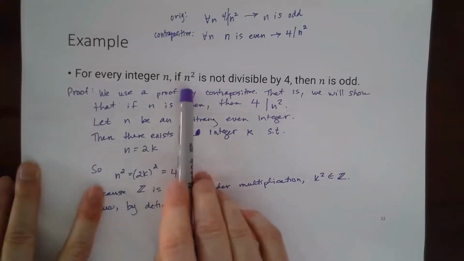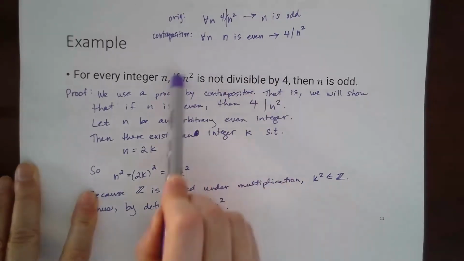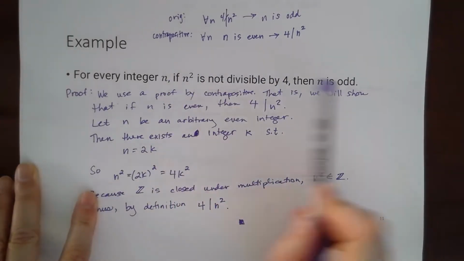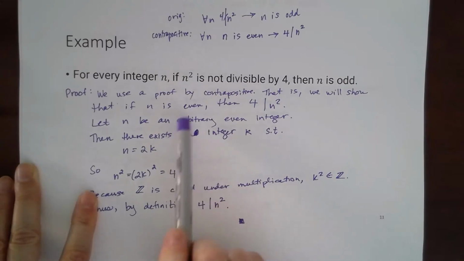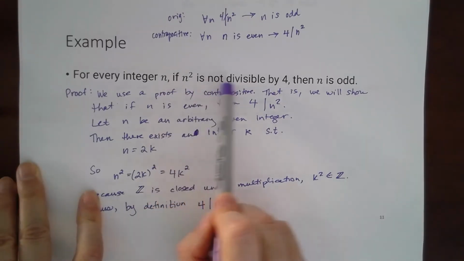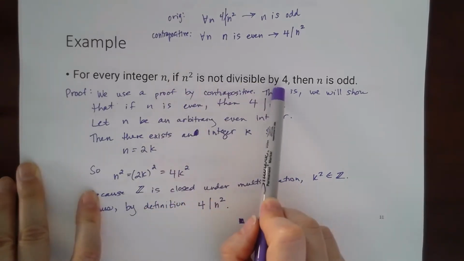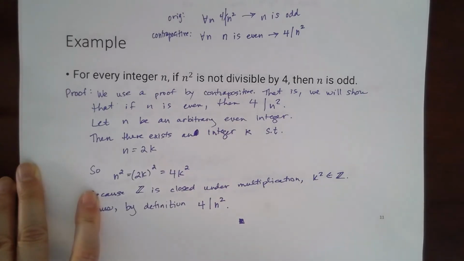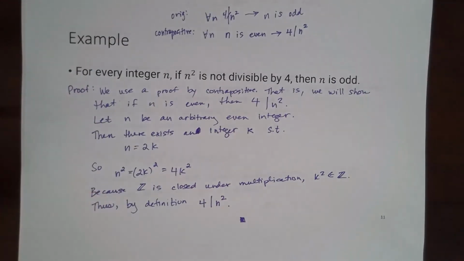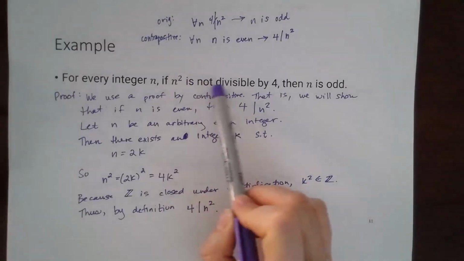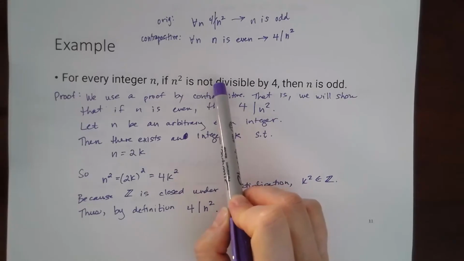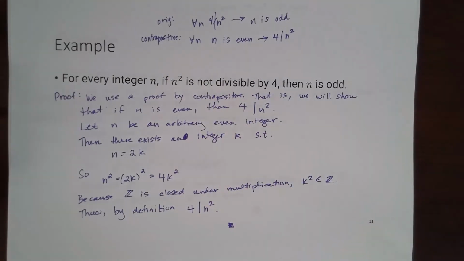Here, when you have a negation of something, and this could be either in the conclusion or in the hypothesis, but where we have this, n squared is not divisible by 4. That tends to be problematic. It's much easier to prove something that is divisible by 4 than something that is not divisible by 4. So if you ever see the negation of a simpler kind of statement, that's a good clue that you might want to use the contrapositive.